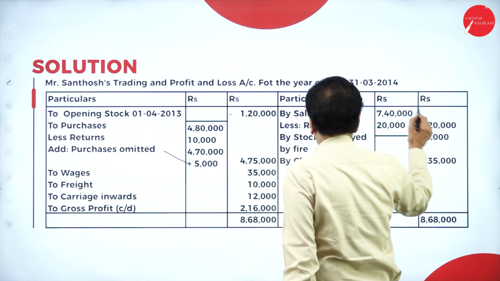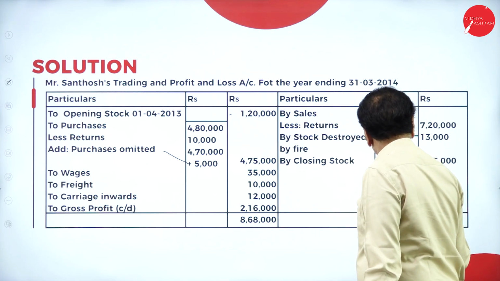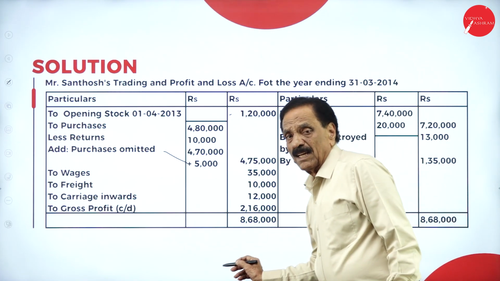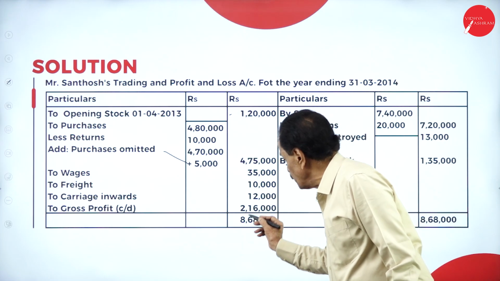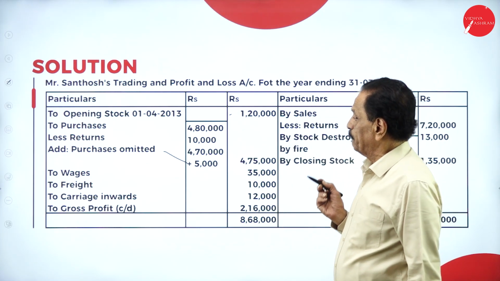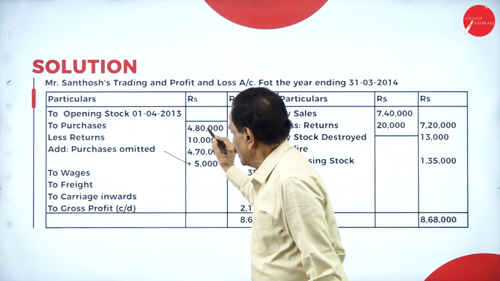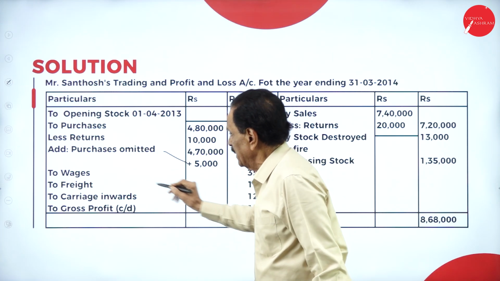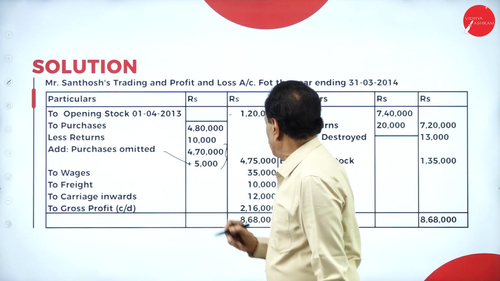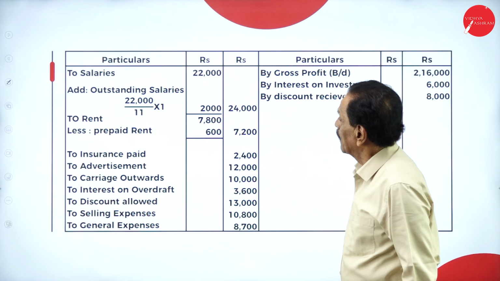Here credit side is more than the debit side. Credit side total 8,68,000. The difference will come 2,16,000. Here you must be careful. Purchases minus purchase return, add purchases omitted. This becomes 4,75,000. Now come back here.